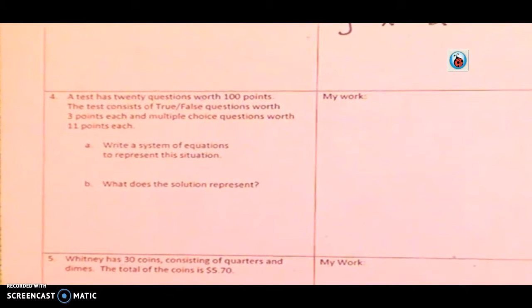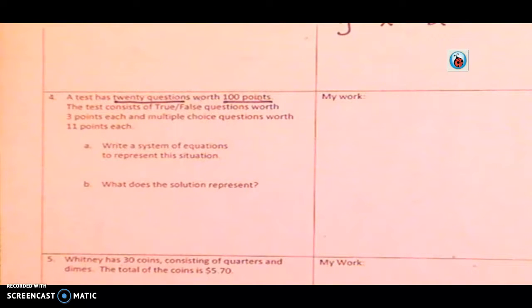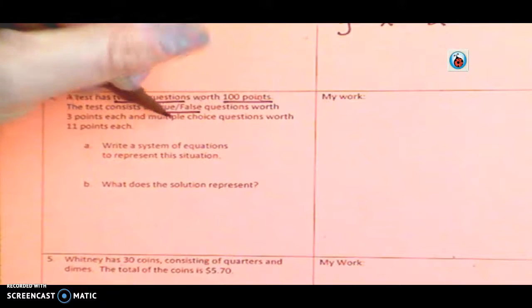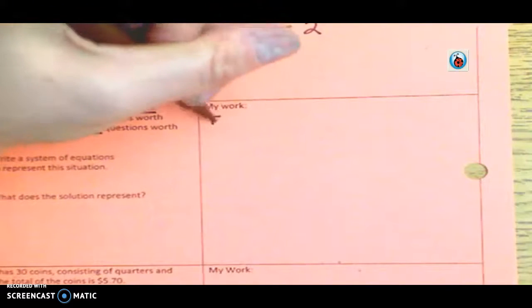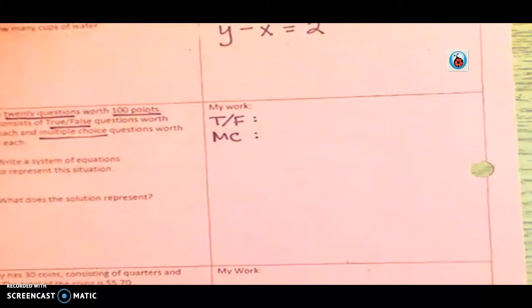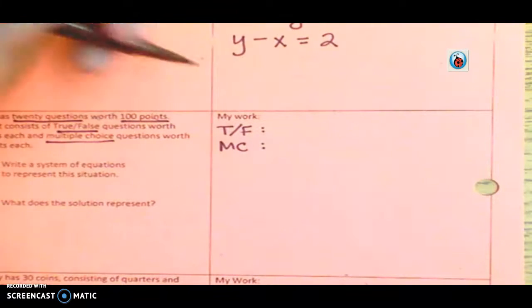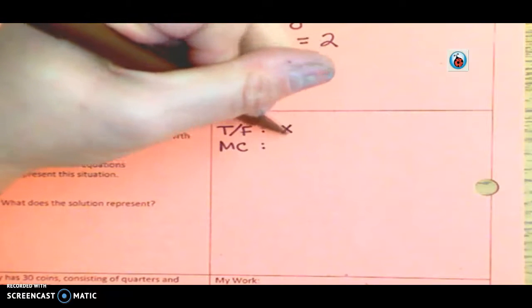Let's take a look at number 4. A test has 20 questions. We're comparing number of questions and number of points. Okay, the test consists of true/false questions and multiple choice. So we have true/false, and we have multiple choice. So let's see, we'll just stick with X and Y.